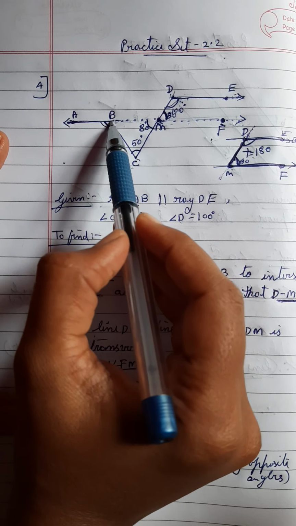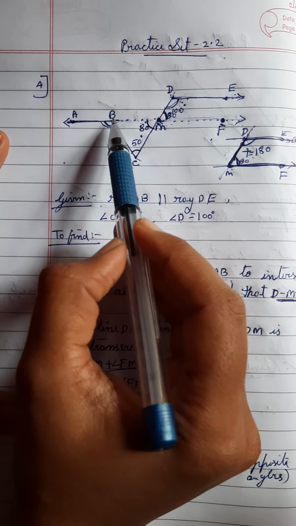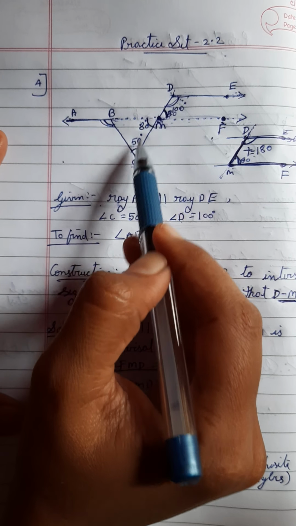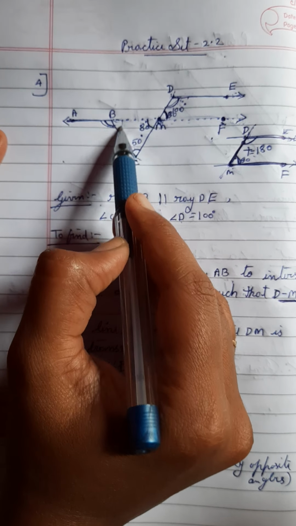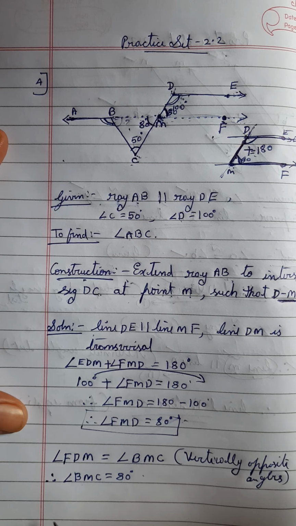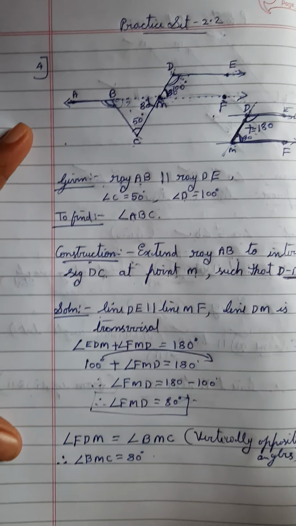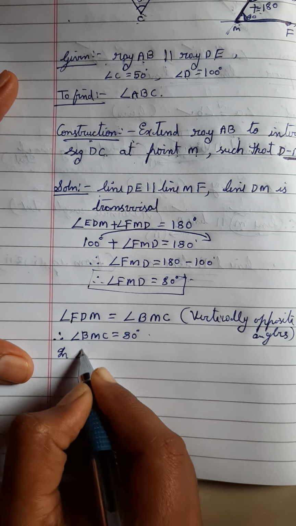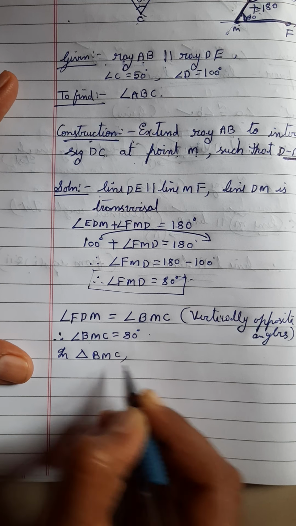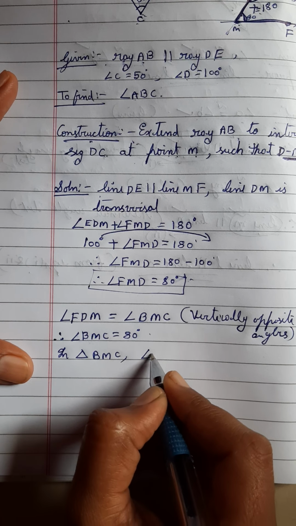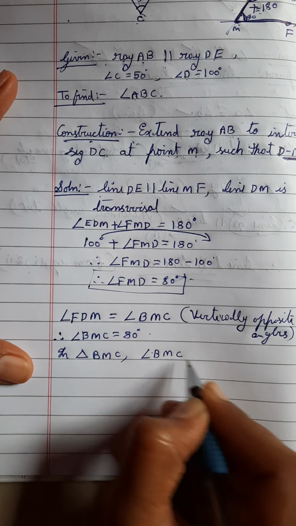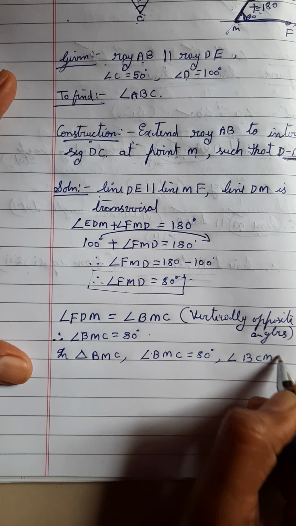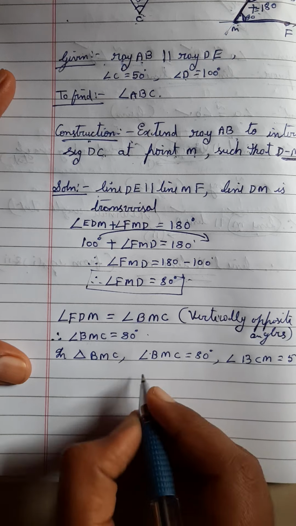Here we can see one triangle, that is BMC, correct? In one triangle two angles are given. So how to find the third angle? The sum of angles of a triangle is 180 degrees, a property you know. So apply that property. Mention the triangle particularly. In triangle BMC, angle BMC is equal to 80 degrees, angle BCM is equal to 50 degrees.